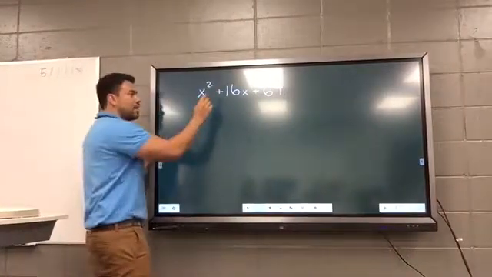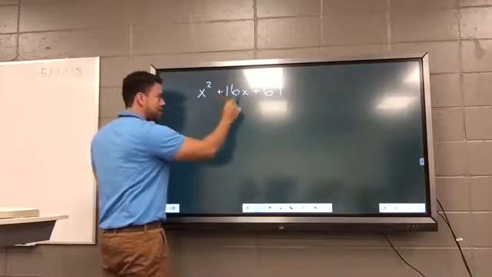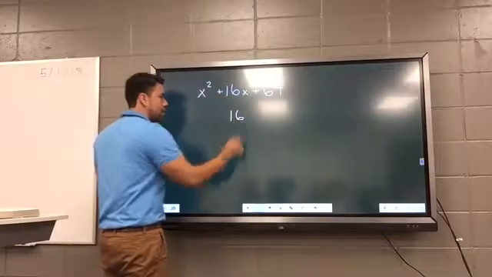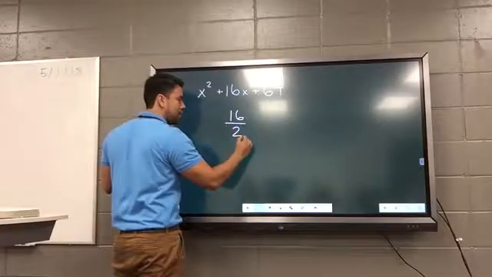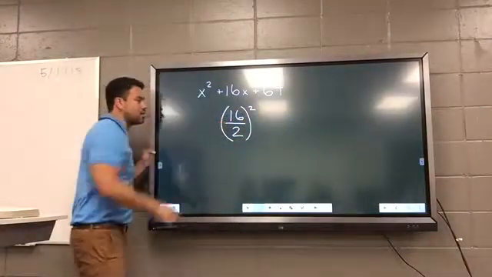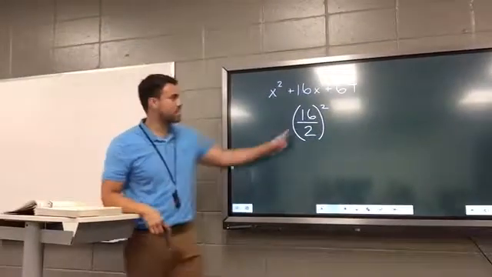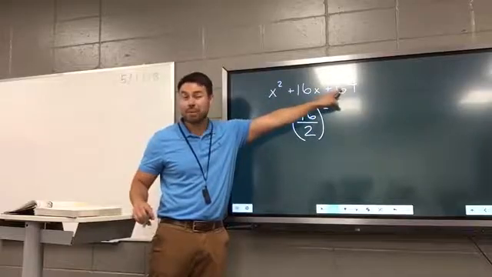Okay, ready? Look at this number in the middle. Remember, it's in descending order. I have that 16 in the middle. All right, what do you think I'm going to do to it? Divide it by 2. And then do what to that? All right, what's 16 divided by 2? 8. What's 8 squared? 64. Okay, how many of you see maybe a pattern?